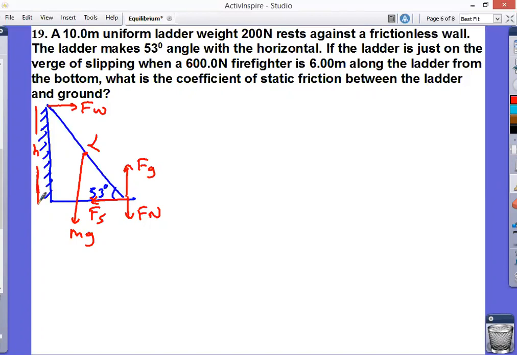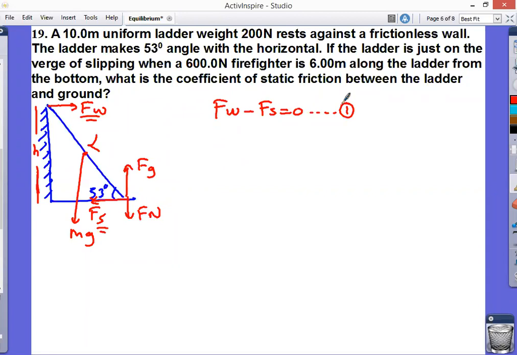So first of all, let's find the horizontal component, okay? What are the things that represent our horizontal component here? We have force due to wall, and we have force because of the static friction. So force due to wall minus force due to friction will be equal to 0. This is our first equation, okay?